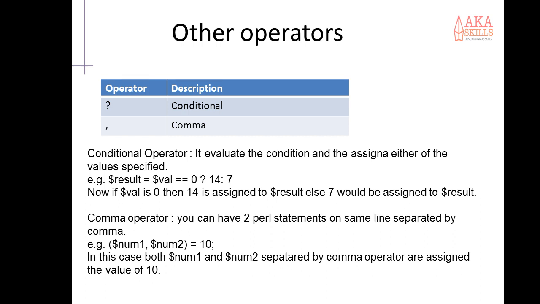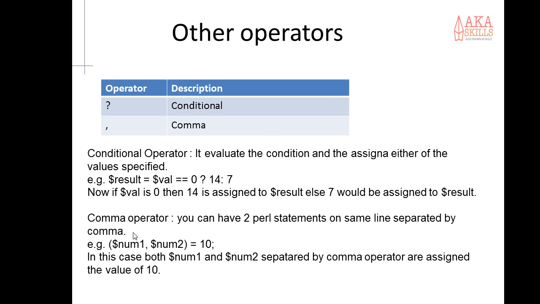Conditional operators are a quick way of evaluating a particular condition. For example, if you want to check whether $val is equal to 0, then assign result as 14 or assign result as 7. In the traditional way, we'll write an if statement saying if $val equal to 0, then assign $result is equal to 14, else assign $result is equal to 7. But this can be done in one simple line. We first write down the condition, then what value if it evaluates to true, that is 14. If it evaluates to false, then 7 would be assigned to $result.